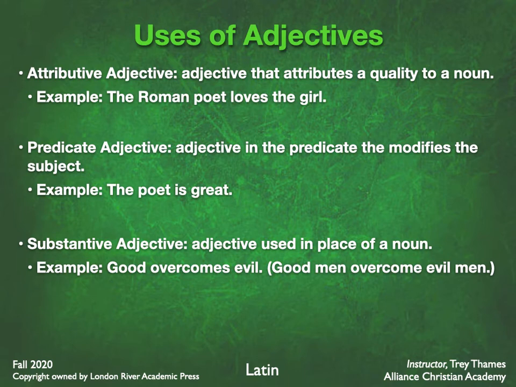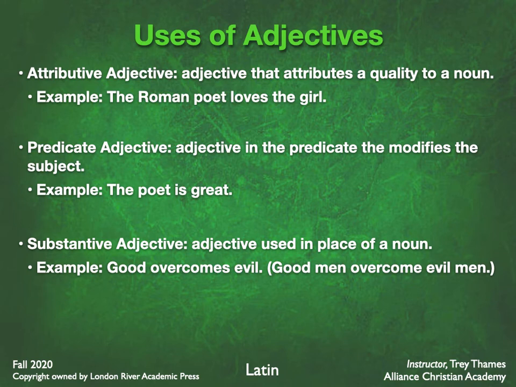Then there's the usage of the adjective called the substantive adjective. And this is where you use an adjective in place of a noun. You don't even have a noun. The adjective functions in place of the noun. So here's an example: good overcomes evil. Well, good is an adjective. It's not a noun. Literally what they mean is good men overcome evil men, or good things overcome evil things. In this case, men is the noun and good is modifying men, and evil is modifying the word men. But you can drop the word men and just say good overcomes evil.